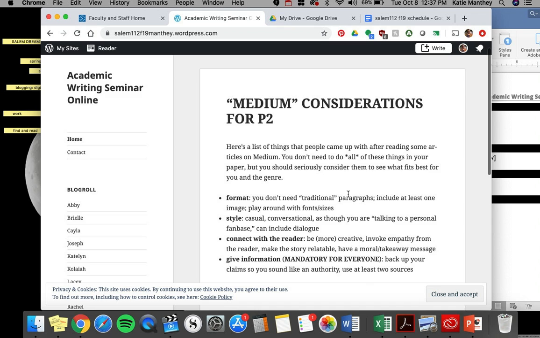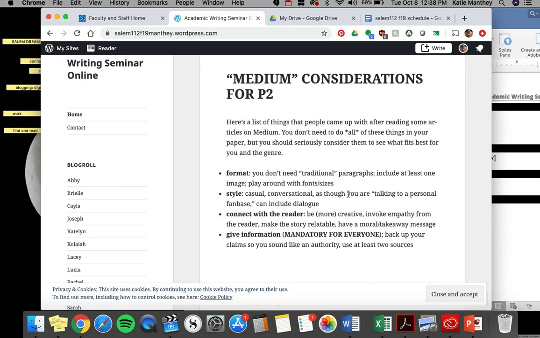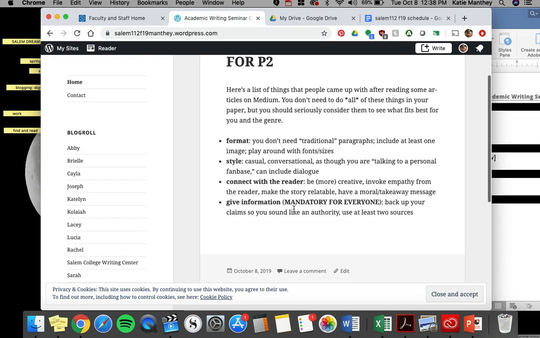So what I've done is I've read everyone's blog posts and I've made some lists of things that I think might be helpful. So the prompt for Blog 4 was, what are some differences with Medium articles versus what you did for Project 1? What kind of changes might you need to make to have a successful Project 2? And here's a list of things that people came up with after reading some articles on Medium. You don't need to do all of these things in your paper, but you should seriously consider them and see what fits best for you and the genre. So I've broken it down into 4 categories: format, style, connect with the reader, and give information. And this last one is mandatory.